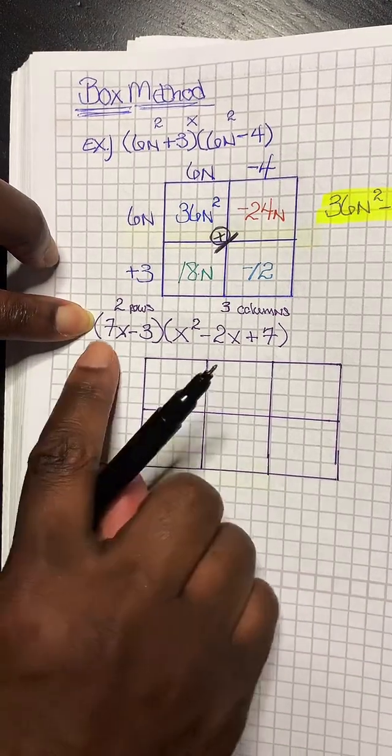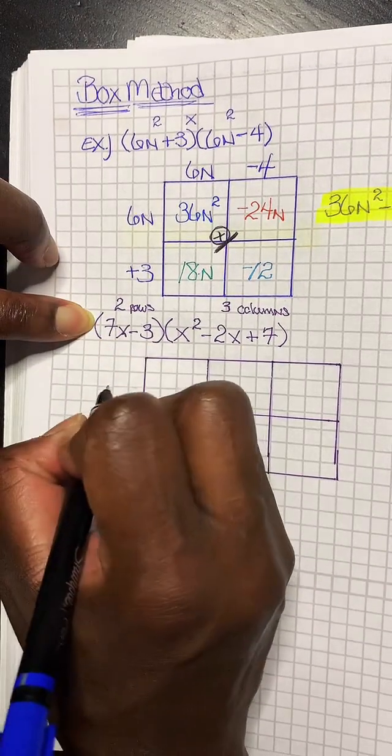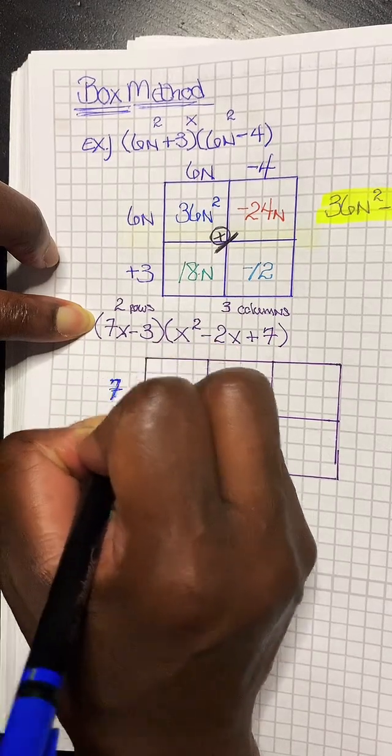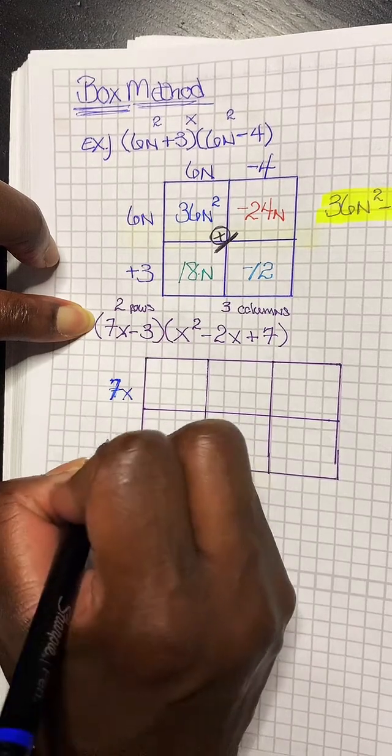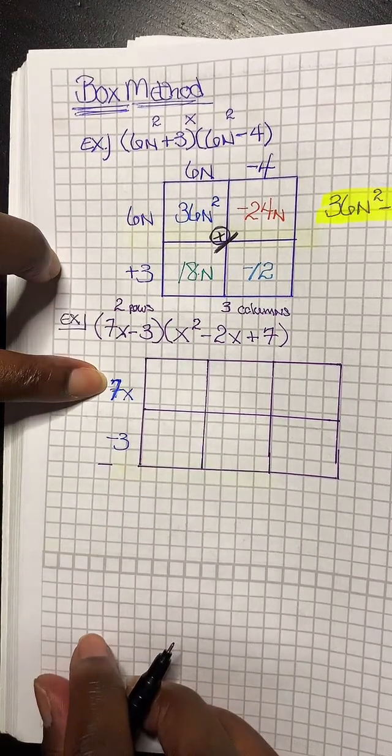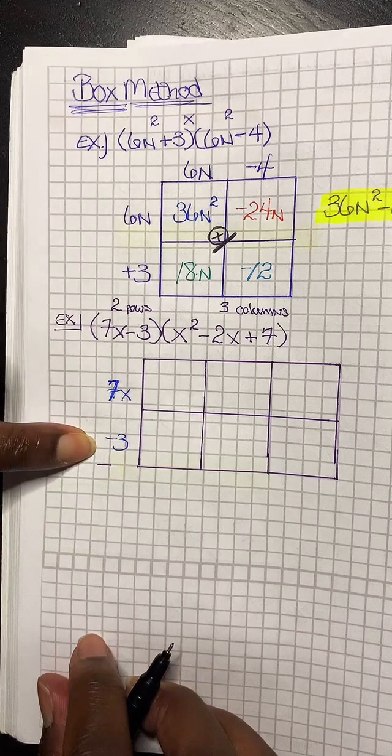So I'm putting the first 2 off to the side here. So that'll be my, it's time for me to get new pens, 7x minus 3. Okay, so 7x is going to take 1 row. The negative 3 is going to take another row. Okay.